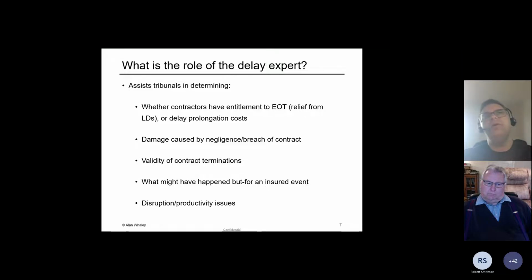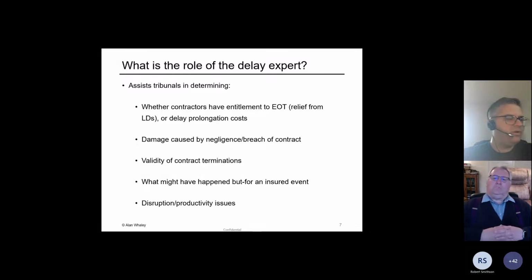So as you can see, although primarily we're just trying to locate delays in a program, which sounds a bit boring, the actual use of that information is crucial to a whole range of very, very common disputes. So we find as delay experts that we're extremely busy all the time, working on a wide variety of work internationally on a wide variety of types of claims. So it's actually really interesting.